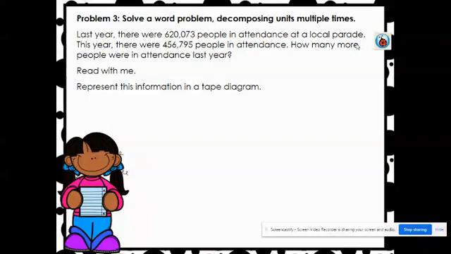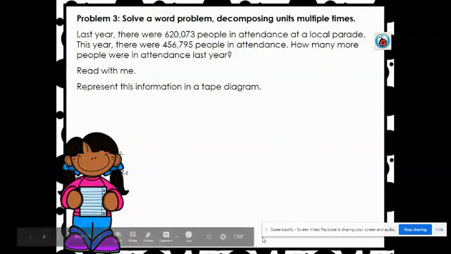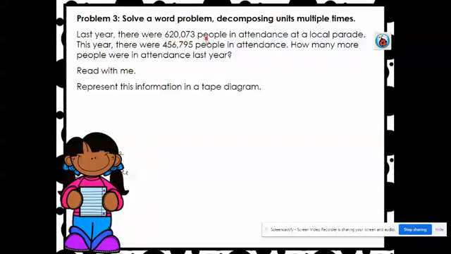So now we're going to solve a word problem. Let me get my pointer ready so that I can show you where I'm reading. Okay, last year there were 620,073 people in attendance at the local parade. This year there were 456,795 people in attendance at the local parade. How many more people? Okay, whenever it says how many more, that's a clue that we are subtracting. How many more people were in attendance last year?